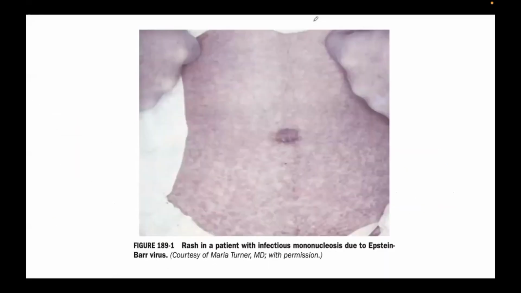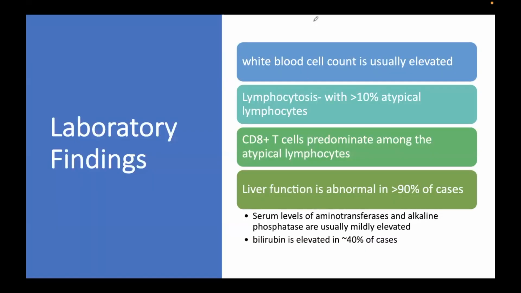Now, here's the infectious mononucleosis rash, okay, morbilliform rash. Then we have the laboratory findings, okay? Keyword to memorize from the book is the atypical lymphocytes. Do not take the boards if you do not know that, okay? And always remember, among the atypical lymphocytes, what will predominate is the CD8 T cells.